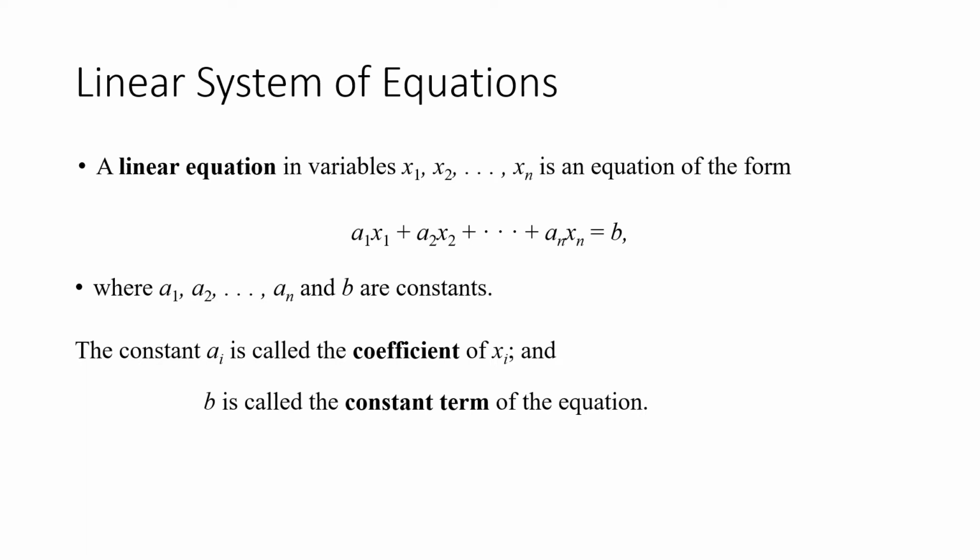A linear equation in variables x1, x2, x3, etc., xn is an equation of the form a1x1 plus a2x2 plus etc. plus anxn equals b, where a1, a2, a3, etc., an and b are constants. The ai's are called coefficients of xi and b is called the constant term of the equation.